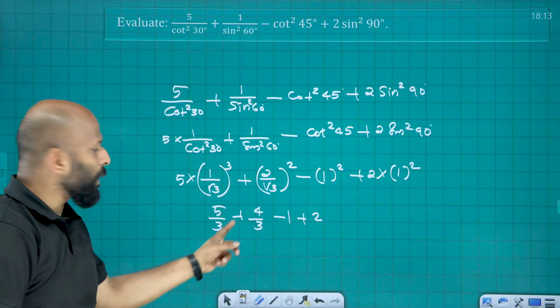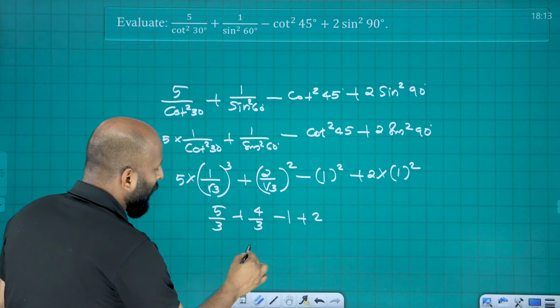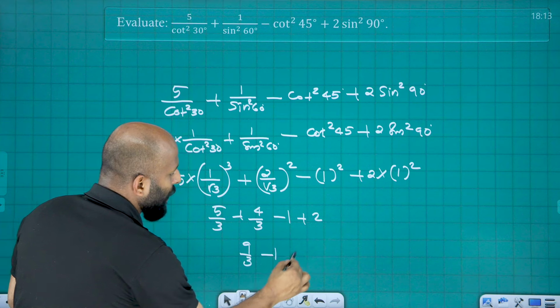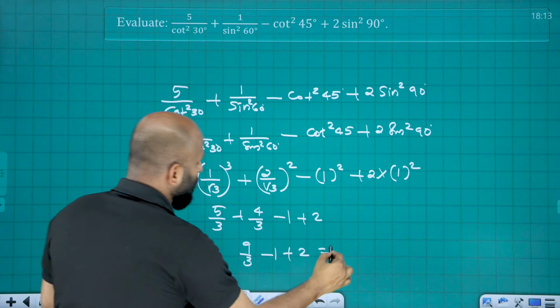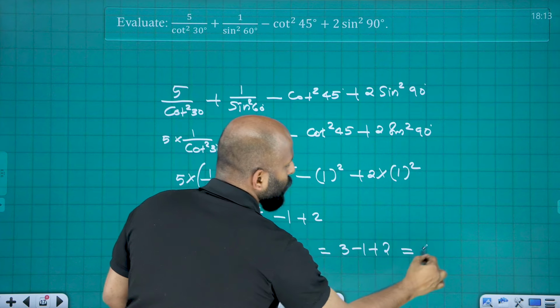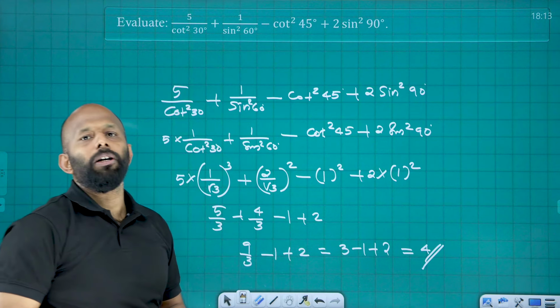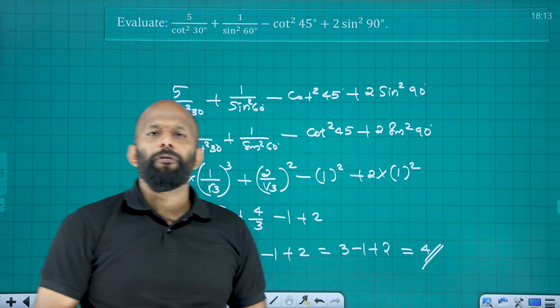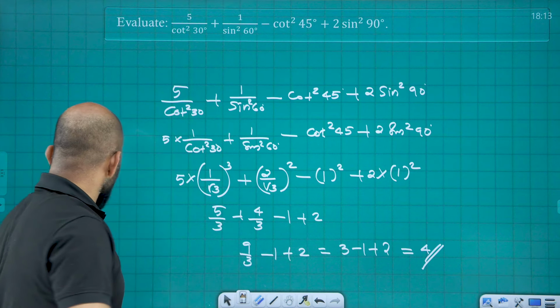So what is 5 by 3 plus 4 by 3? That is equal to 9 by 3, then minus 1 plus 2. So 9 by 3 is 3. So 3 minus 1 plus 2, which is equal to 2 plus 2, that is equal to 4, our required answer. Hope all of you understood this one. Now we can move to the next question.